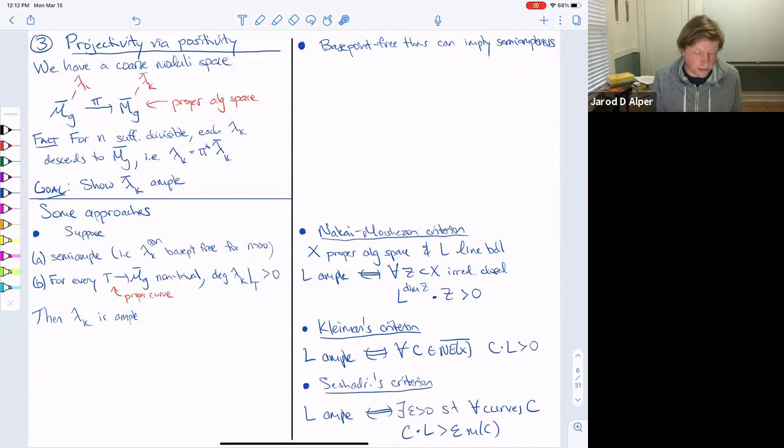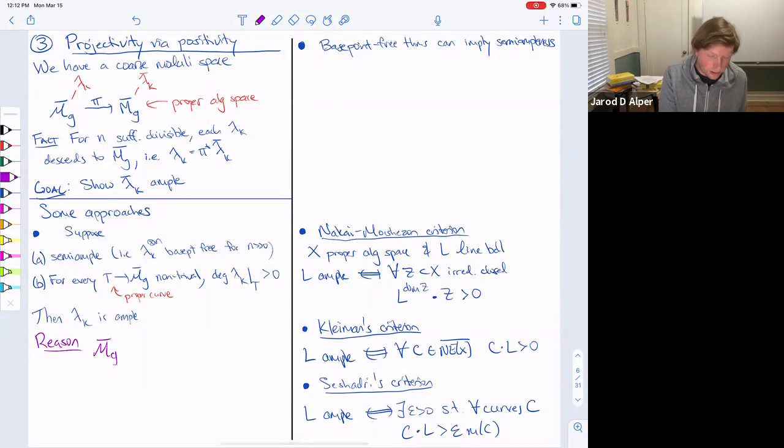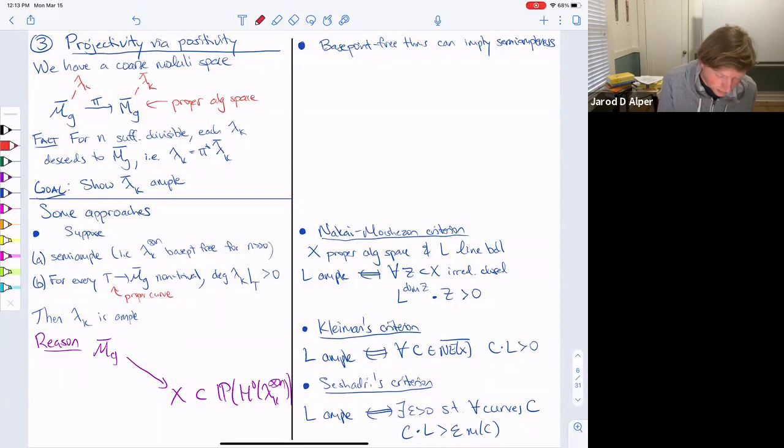The reason this is true is quite straightforward. You have M_g bar, and I can consider the map to projective space that you get by taking sections of lambda_k to the n. Condition A implies that this map is well defined. It precisely says that there are enough sections to separate points, so you have an honest morphism of schemes or of stacks. And B tells me that this map doesn't contract curves.